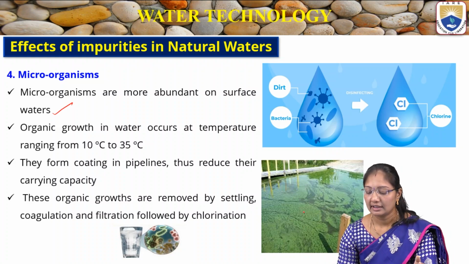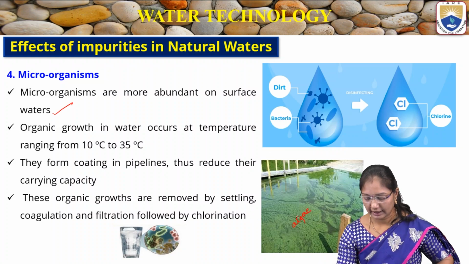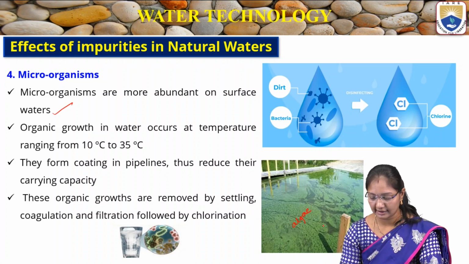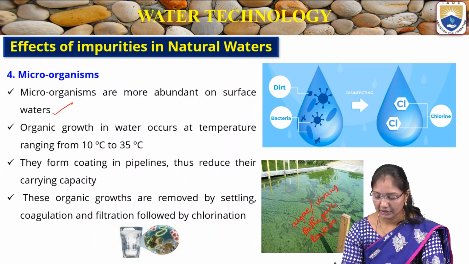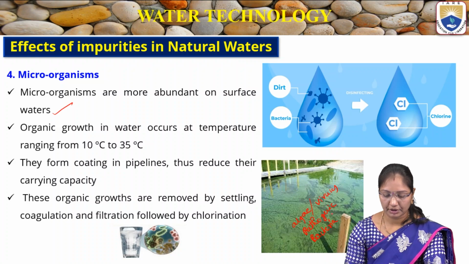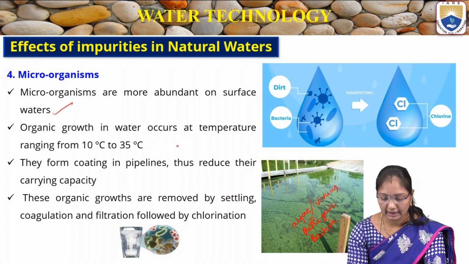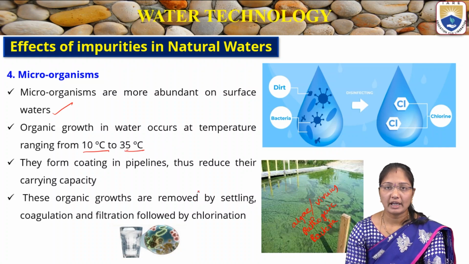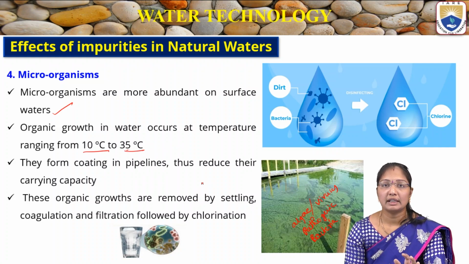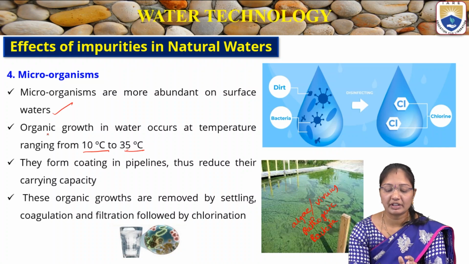If you see here full algae, it is associated with stagnant water. It may be algae, viruses, pathogenic bacteria. All of it mixes with the surface water. Organic growth in water occurs at temperatures ranging from 10 to 35 degrees. The moderate temperature for organic growth is 10 to 35 degrees centigrade.